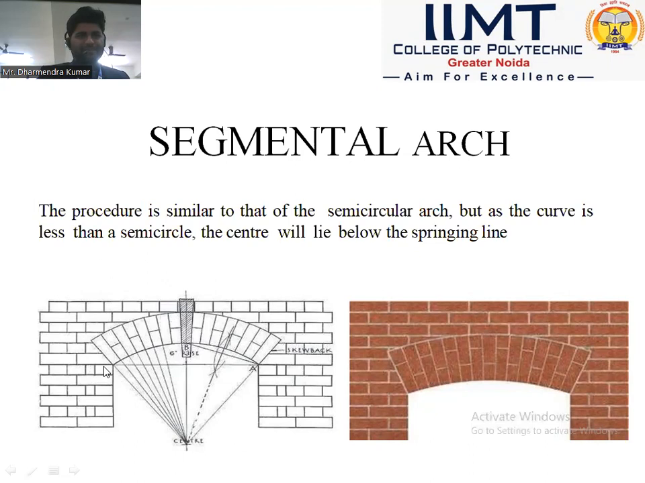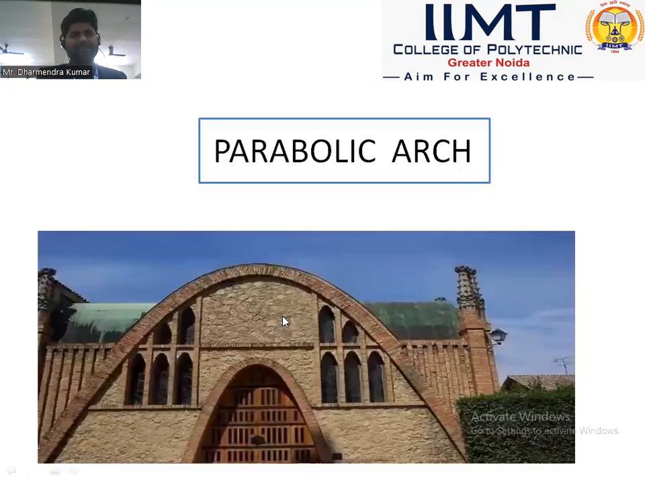This is the springing line, you can see the arrow. So this is the springing line, and the center lies below the springing line. This is called the segmental arch. You can see the shape of the segmental arch and also the diagram of the segmental arch. So this is known as the segmental arch.